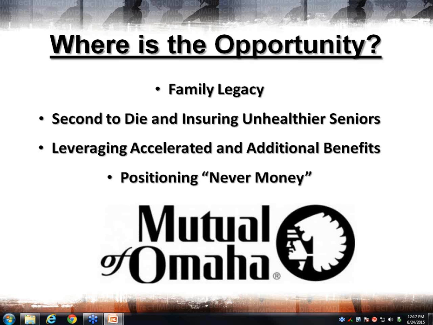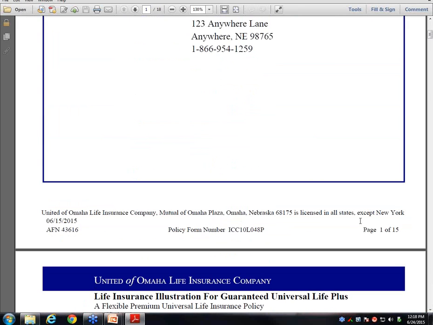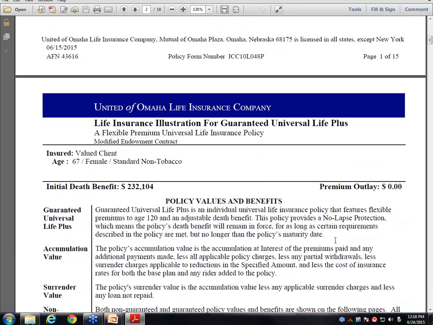What we have in that scenario is our Guaranteed Universal Life Plus. Basically, this product is designed to take non-qualified dollars, so money that's already been taxed, and put that into a lump sum position. So basically $100,000 put into this policy, after we go through underwriting, gives a guaranteed tax-free death benefit of $232,104. Now, as you can see, this is a 67-year-old female.